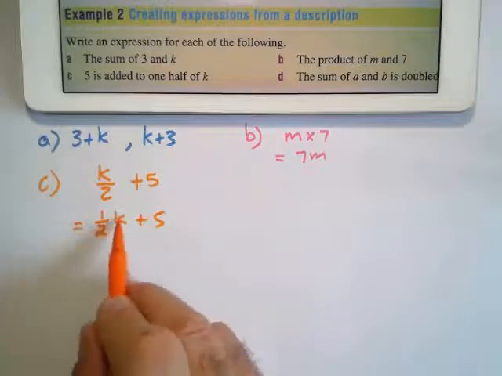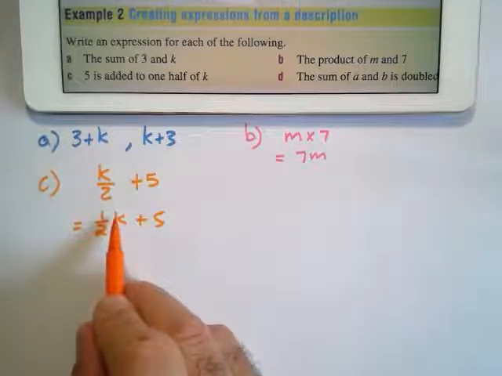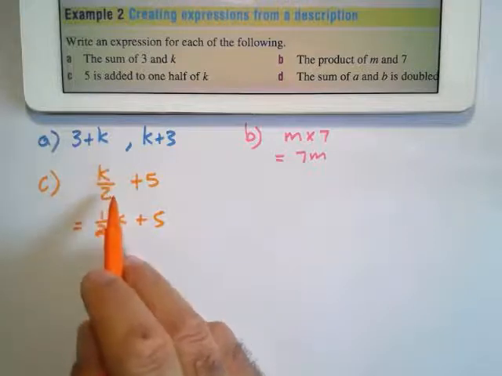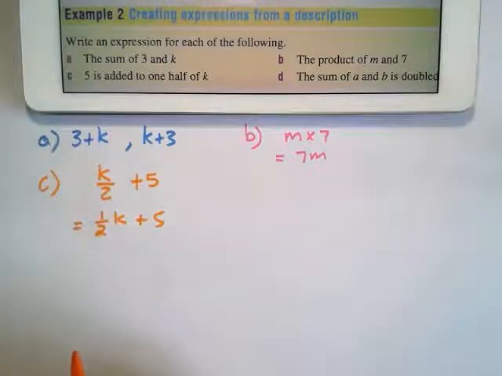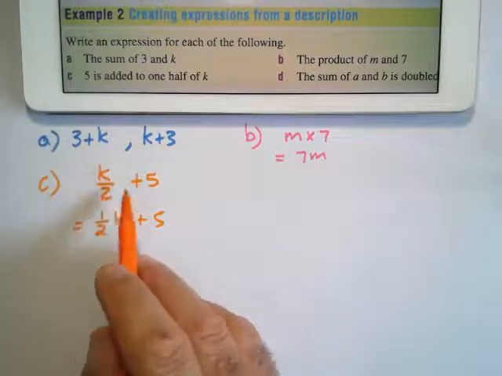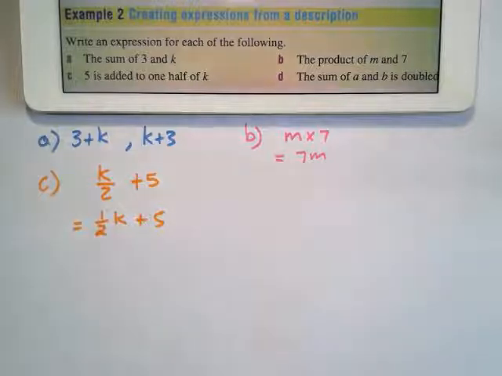Because if I say 1/2 k, it's 1/2 of, which means multiplication. 1 times k is k divided by 2. So it's 1/2 k plus 5, or k divided by 2 plus 5.